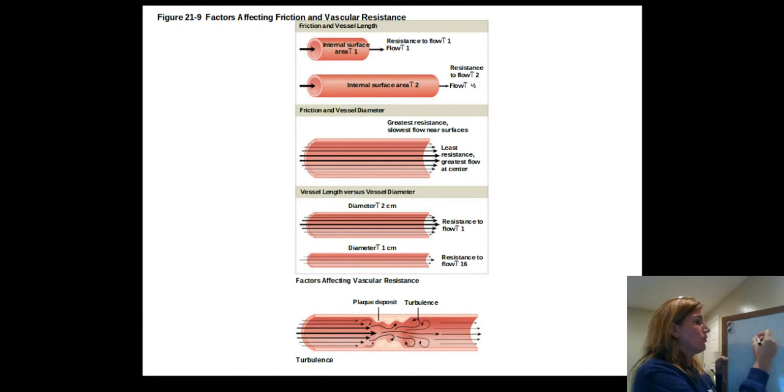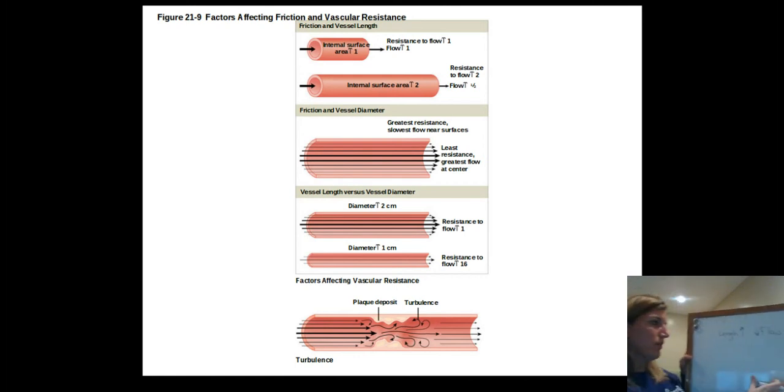So if we're talking about flow, as vessel length increases, we're going to say flow decreases. Right, can you see that? As length increases, flow decreases. Then we have diameter. As the diameter increases, flow increases. Right? So here's a negative relationship, here's a positive relationship. As one goes up, the other goes down. As one goes up, the other goes up.